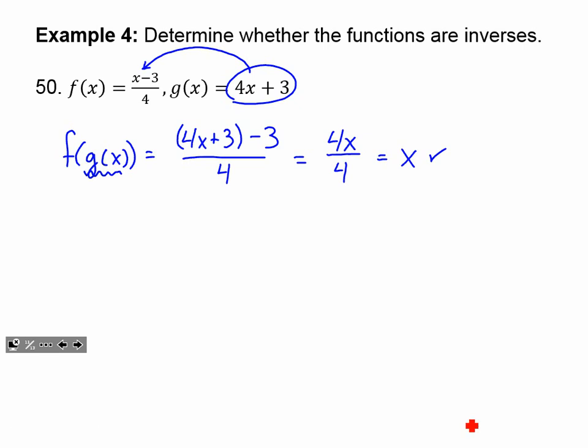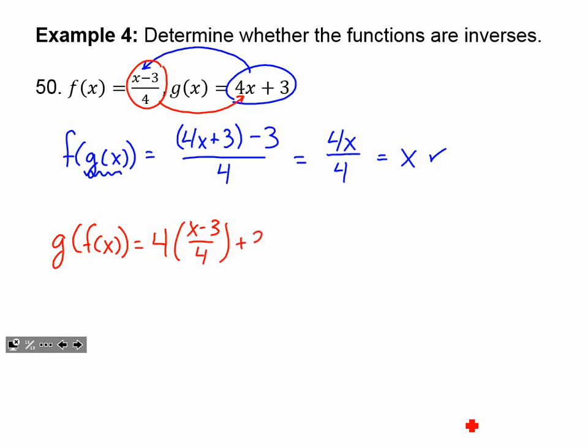Let's also confirm that it works the other way around, g of f of x. So if I plug all of function f into g, do I still get x as an ultimate result? Well, instead of 4 times x, I've got 4 times x minus 3 over 4, and then plus 3. Well, if I have times 4 and divided by 4, those cancel. So I'm left with x minus 3 plus 3. Hey, and we can combine like terms now. I get right back to x.